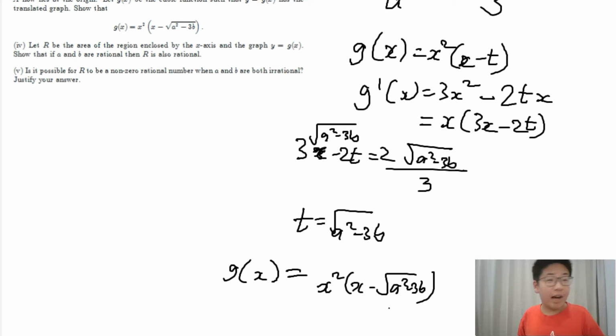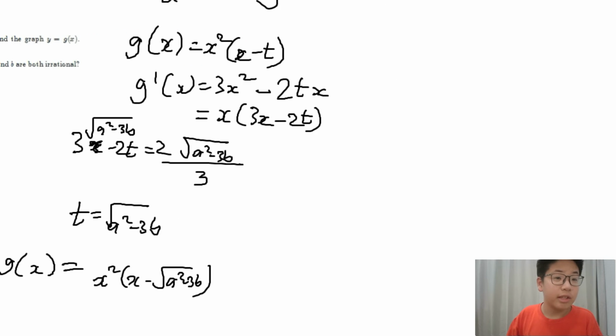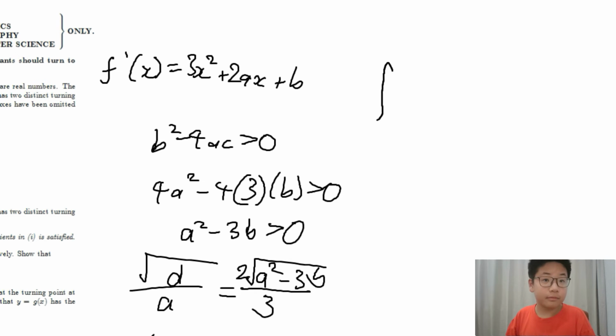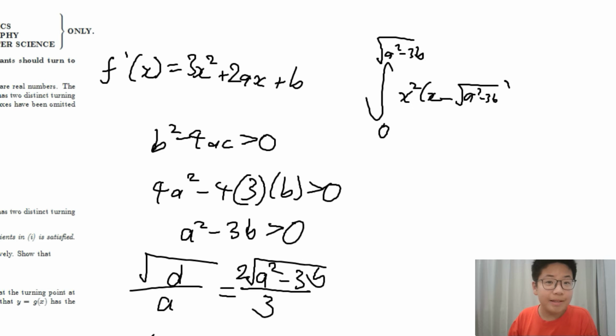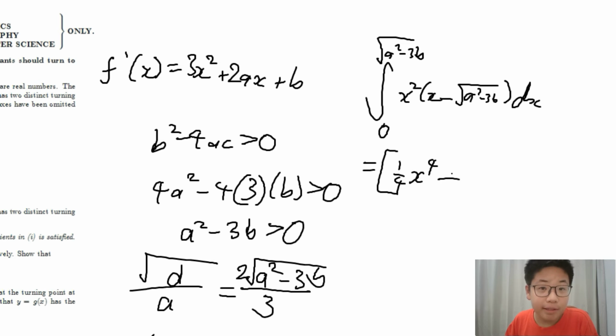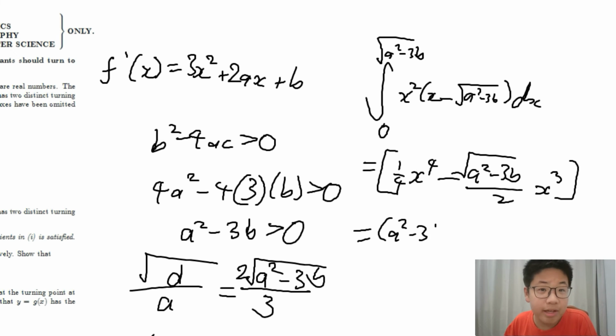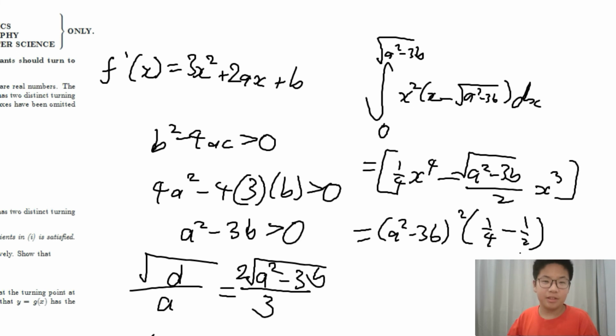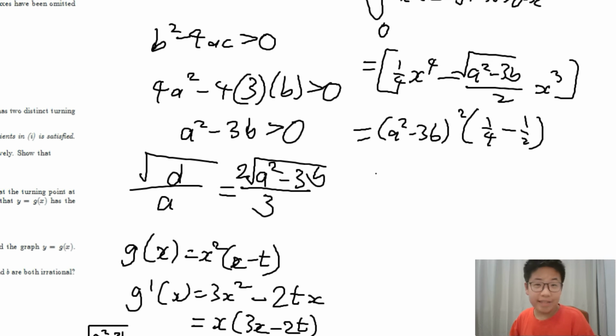There. So let R be the area of the region enclosed by the x-axis. So that if A and B are rational, then R is also rational. So this means the integral from 0 to the square root of a squared minus 3b of x squared times (x minus the square root of a squared minus 3b) dx equals 1/4 x to the 4th minus root a squared minus 3b over 3 x cubed. So this means it is (a squared minus 3b) squared times (1/4 minus 1/3). So this means this area is negative.